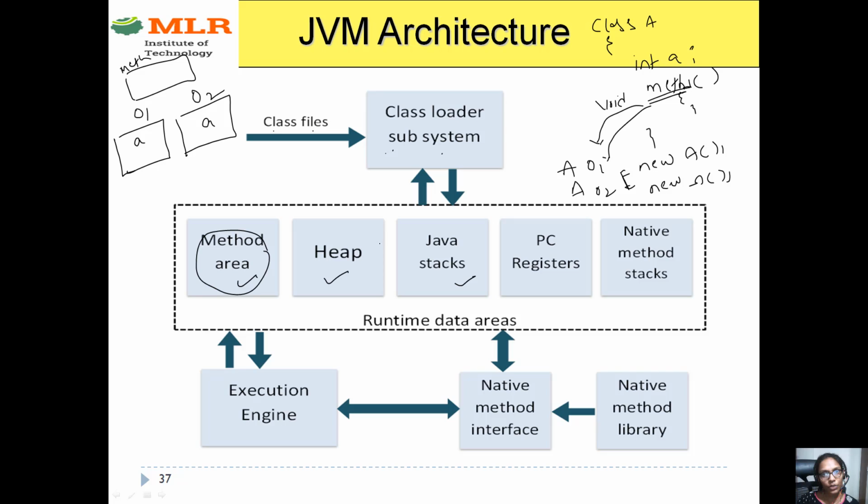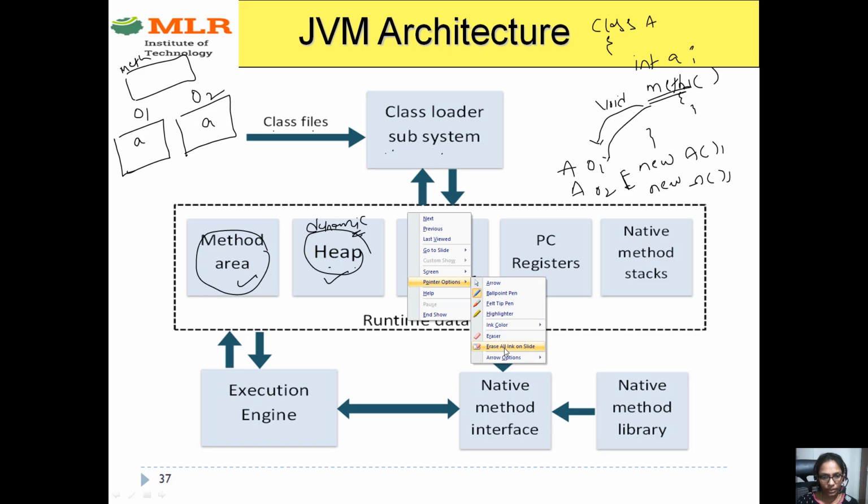And coming to heap, as we know, it is for dynamically allocated memory. If you are using the new operator, everything will be allocated dynamically, so that memory will be allocated within heap space. So heap is specifically for dynamic memory. And coming to the Java stack, the stack is used to store the local variables.